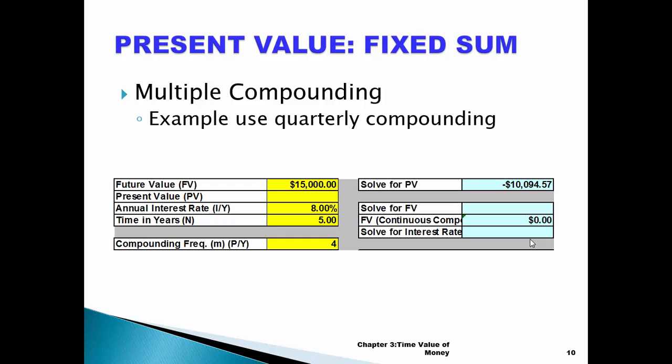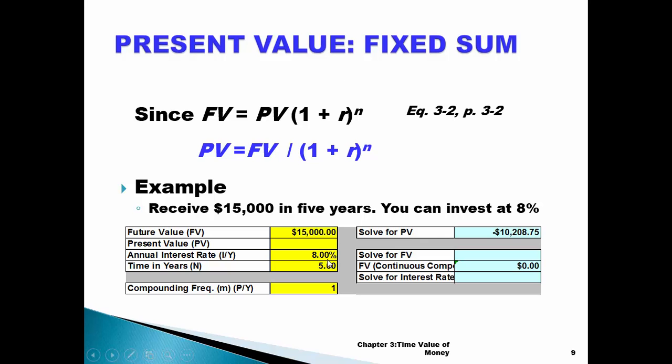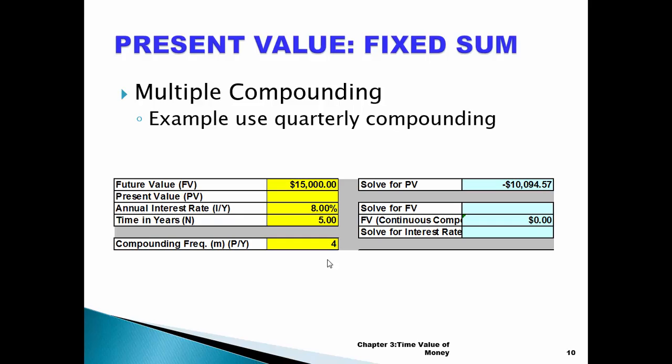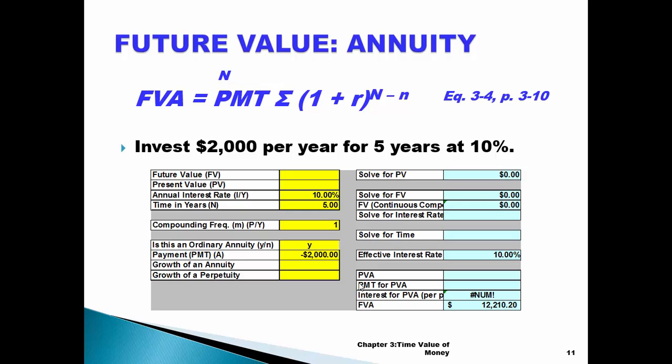What about multiple compounding? If we change the quarterly thing, obviously it's going to change the answer. So we went from 10,208. If we compound quarterly, it's actually just $10,094. It's a smaller amount because we're compounding more frequently and we're bringing it back instead of moving it forward as we did in the previous example.